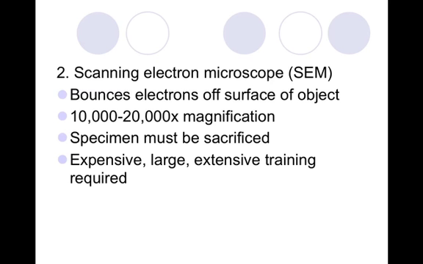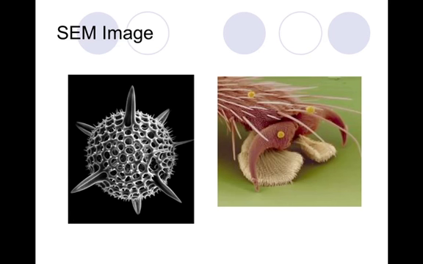It uses electrons. It bounces them off the surface of the object, and it scans them. It gives us a nice 3D image of the object. It's really nice because you can have a magnification of 10 to 20 times power. But the problem is that you cannot look at live specimens. When you bombard it with the electrons, it kills them. They're also very large and very expensive. But look at these images here. They give you beautiful 3D images of the cells or the organism.